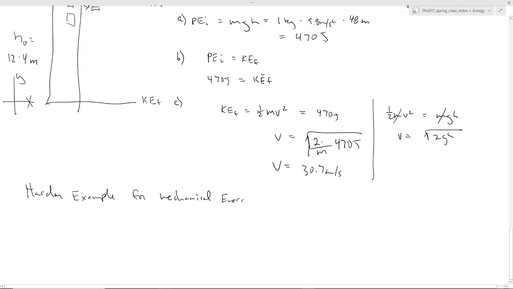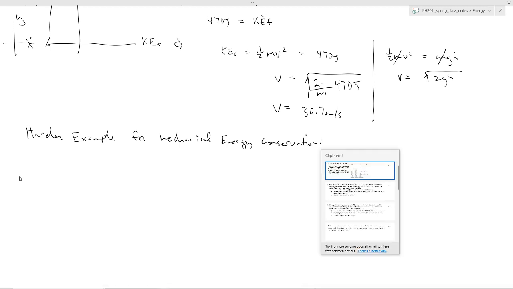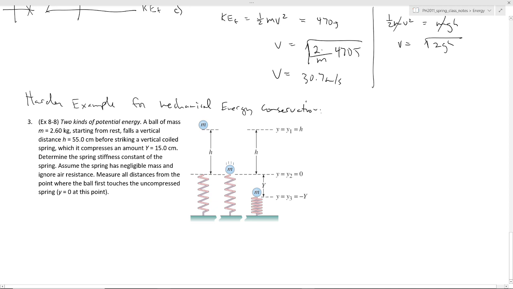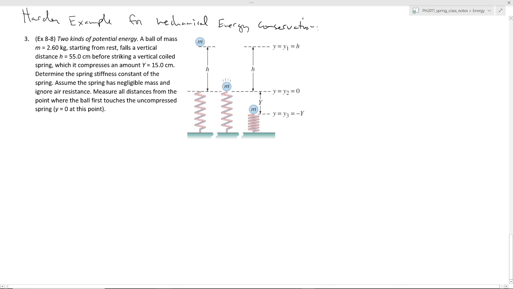Let's look at a harder example. So a harder example of mechanical energy conservation. Again, we're not talking about any dissipative anything, no friction or anything yet, although we'll look at that next time. But what we want to talk about now is a question where we have a spring. So I think Caleb was asking about springs. This is a good question because it's definitely a little more complicated. So two kinds of potential energy.